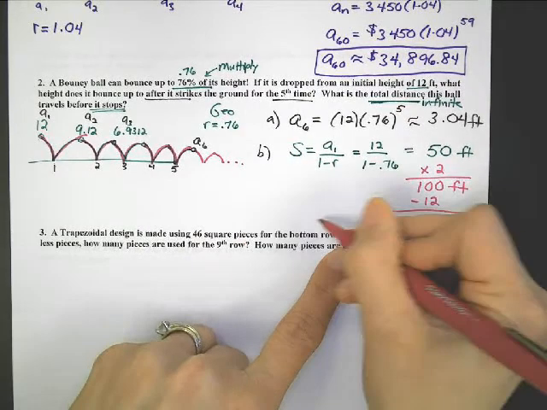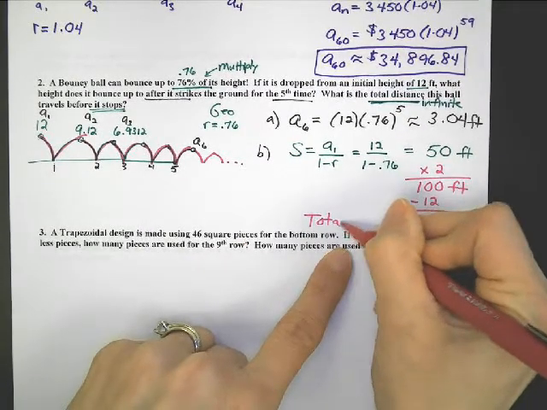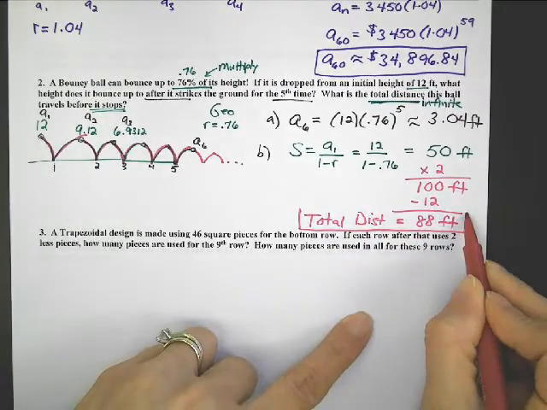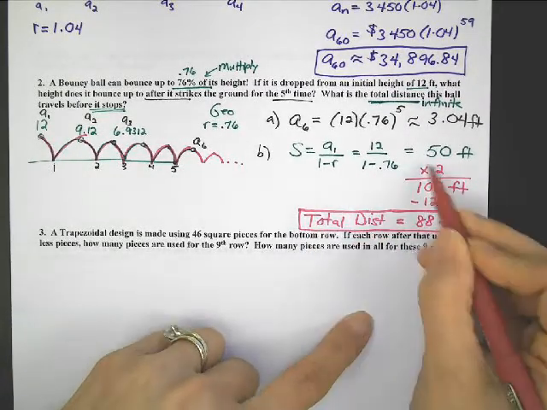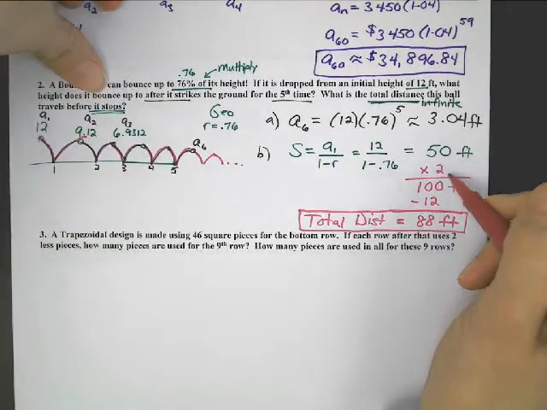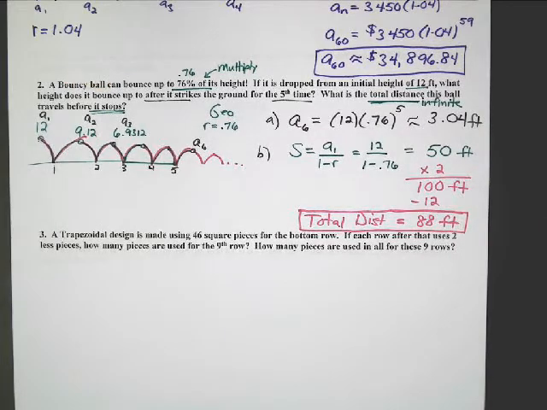So I'm going to label this answer total distance. The total distance is 88. Don't label it S, and don't label this total distance. Remember, whenever you have total, you have to times by 2 and subtract A1, because the first one doesn't get an up.